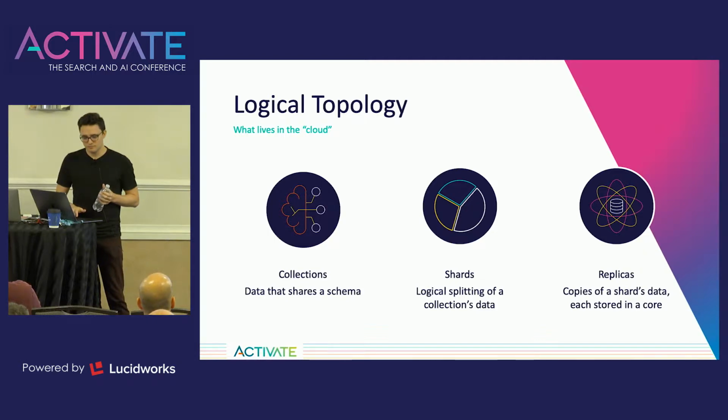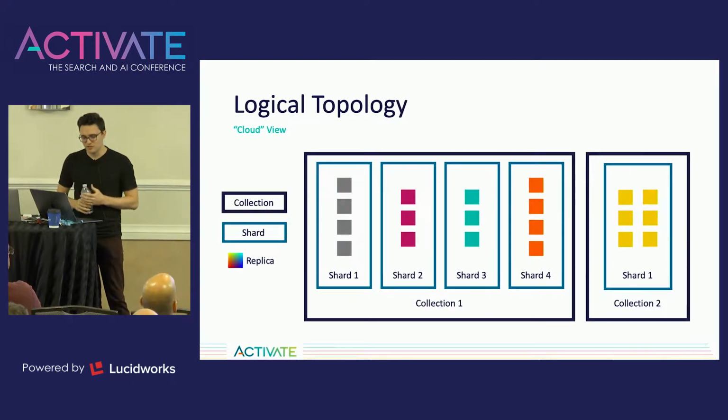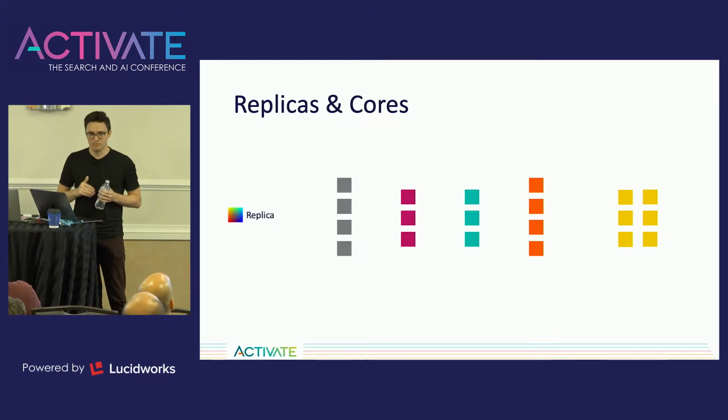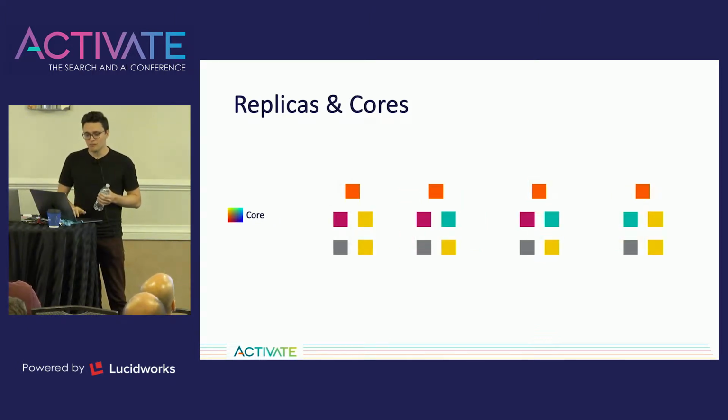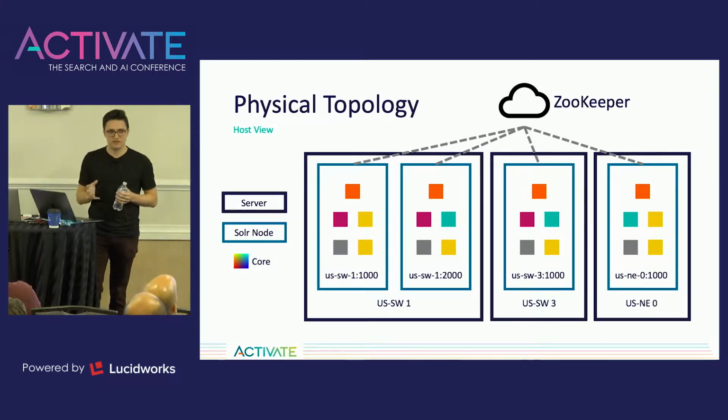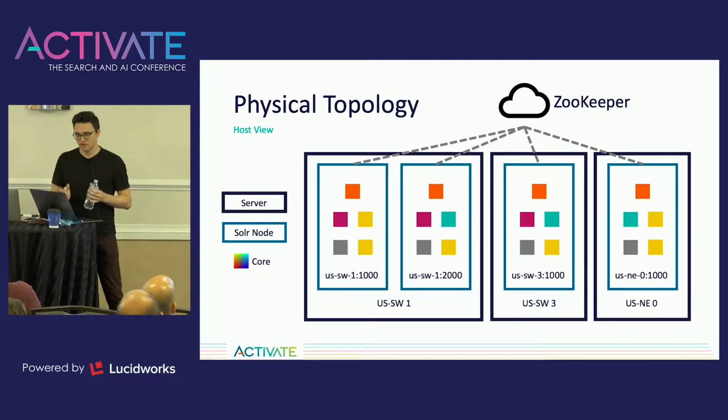And so if we look at the logical topology, as you can see here, we have two collections. One is 4-sharded, one is 1-sharded, and they each have a various number of replicas. If we take away all the extraneous information and just look at the data, which is the replicas, and cores are basically the same thing, we switch it around. We can apply on top of it the physical topology. And just from this view, we can see that we're managing the same thing in two different ways here.